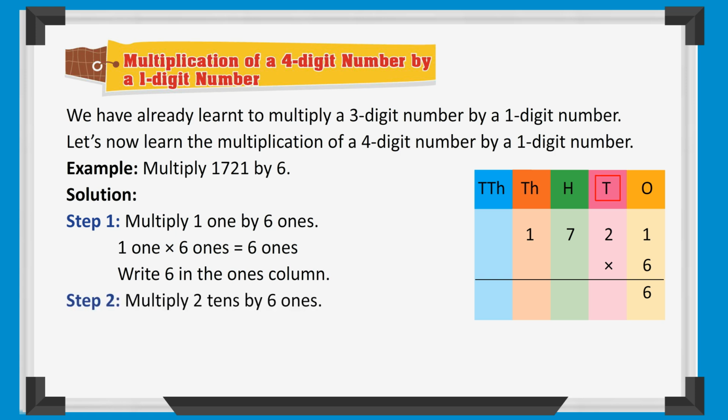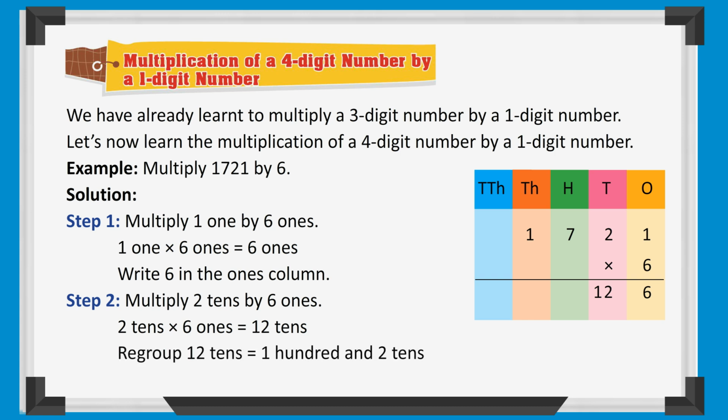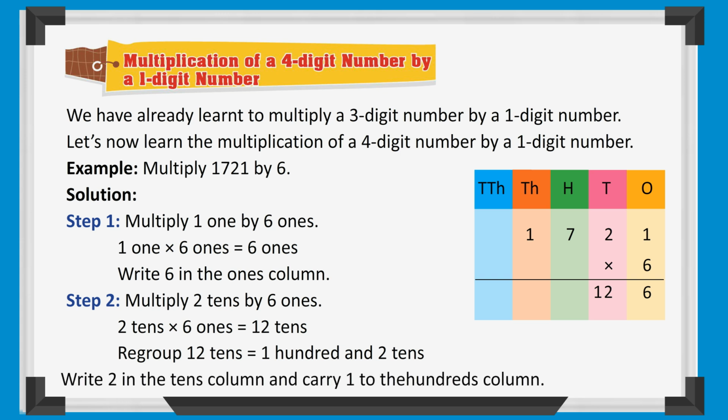Step 2. Multiply 2 tens by 6 ones. 2 tens times 6 ones equals 12 tens. Regroup 12 tens equals 1 hundred 2 tens. Write 2 in the tens column and carry 1 to the hundreds column.